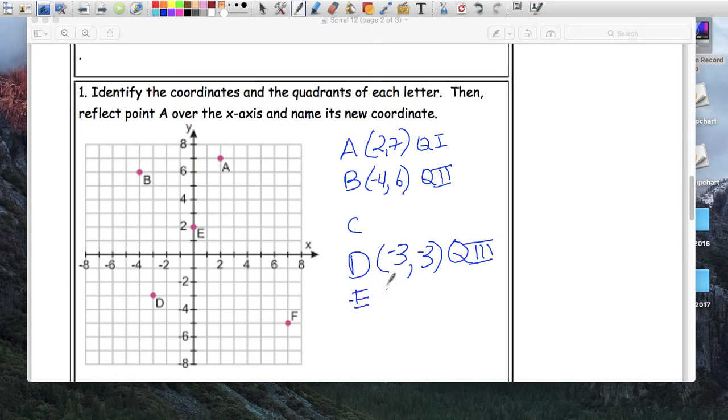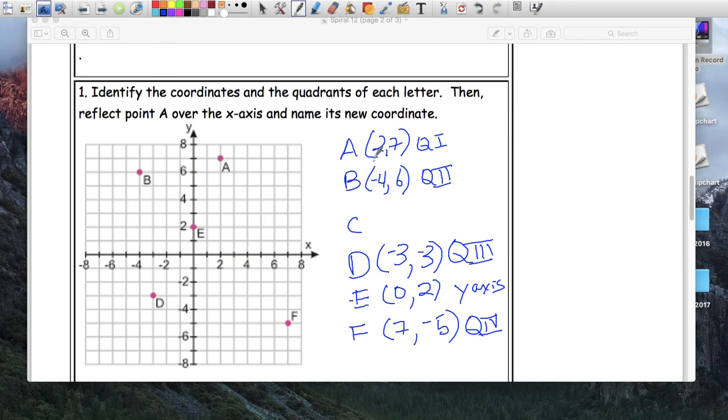E. E is, you don't go left, you don't go right, so you're going to stay at 0. But do you go up? Yes, you do. 2 up. And it's not in any quadrant, but instead it's on the y-axis. F. It's 7 to the right, and elevator down, 1, 2, 3, 4, 5. It's 5 floors down. And that's in Q4.